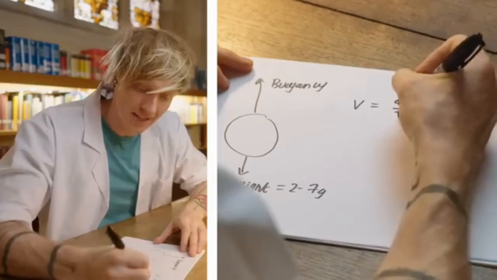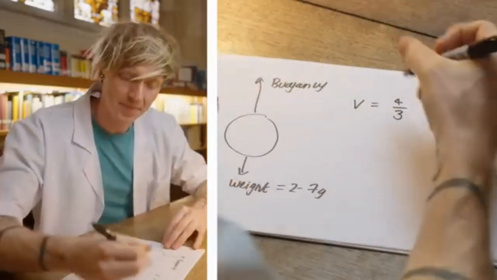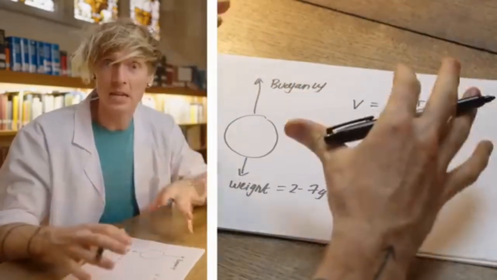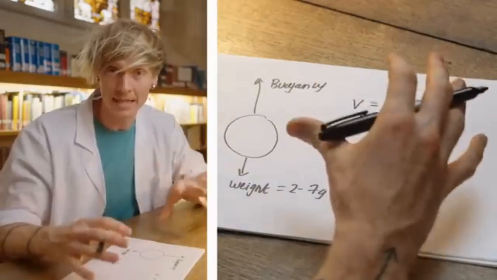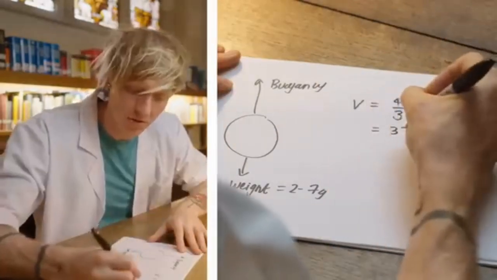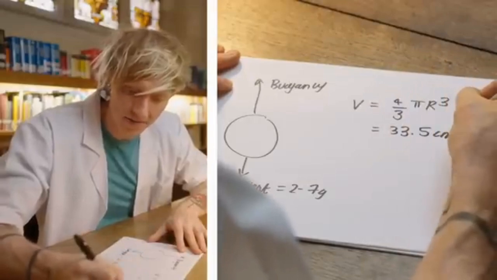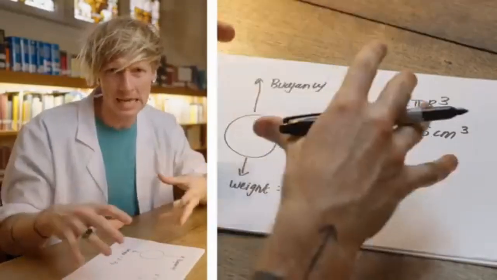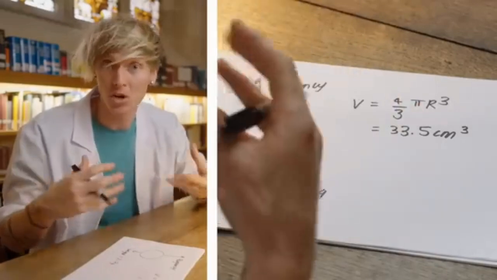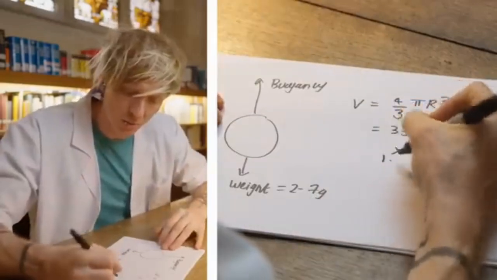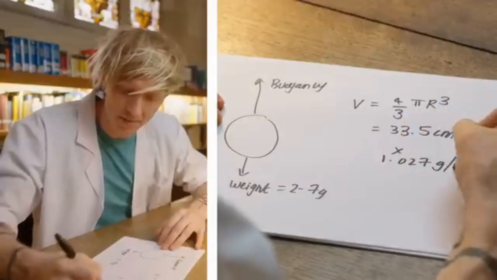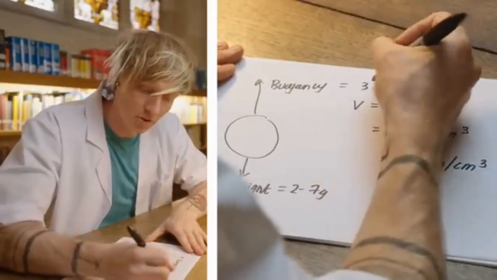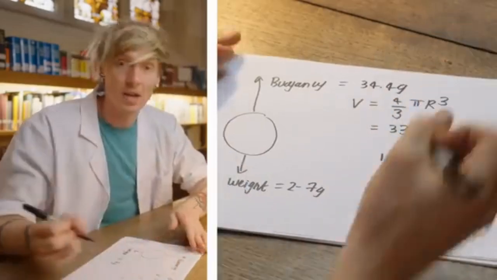The volume of a sphere, which is of course the shape, is 4/3 pi times the radius cubed. The radius of a standard ping pong ball is 2 centimeters, so this gives us a volume of 33.5 centimeters cubed. Now, Archimedes' principle says we multiply this by the density of the Atlantic Ocean, which on average is 1.027 grams per centimeter cubed. So our total buoyancy force is equal to 34.4 grams.